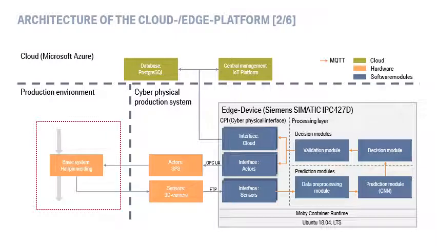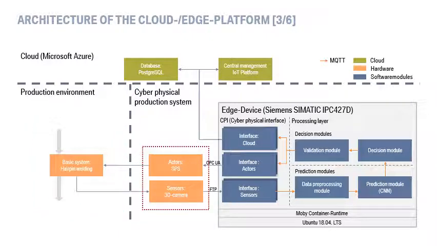In the production environment, the actual production line is located. In the paper presented here, this is the hairpin welding station. In the cyber-physical production system, among other things, the sensors and actuators are localized. As already mentioned, we use a 3D scanner as a sensor, which sends the image to the edge device via FTP protocol. The PLC acts as an actuator. With this, the rework can be controlled.